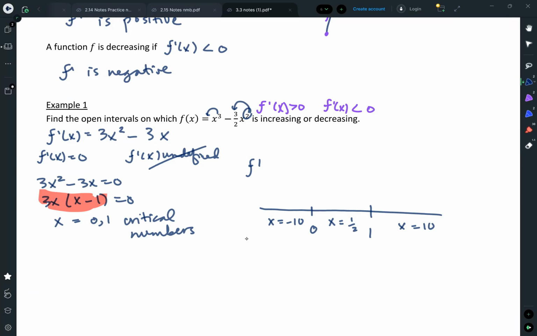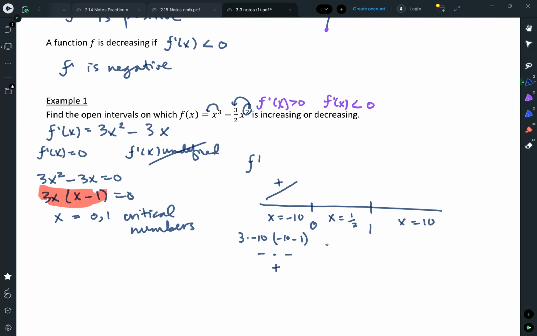If I plug in negative 10, I have 3 times negative 10 times negative 10 minus 1. That's a negative times a negative, which is a positive. So my first derivative is positive from negative infinity to 0, which means my function is increasing. Then I check 1/2: 3 times 1/2 times 1/2 minus 1. Positive times negative is negative, so my first derivative is negative, which means my function is decreasing. Then I check positive 10: 3 times 10 times 10 minus 1. Positive times positive is positive.